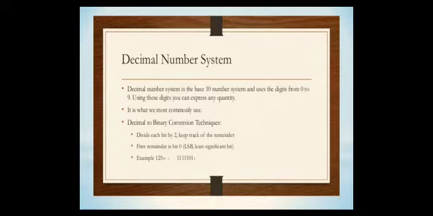And next, going to the decimal number system. Base is 10 and the digit starts from 0 to 9. Using these digits we can express any quantity. First we are going to convert decimal to binary conversion.